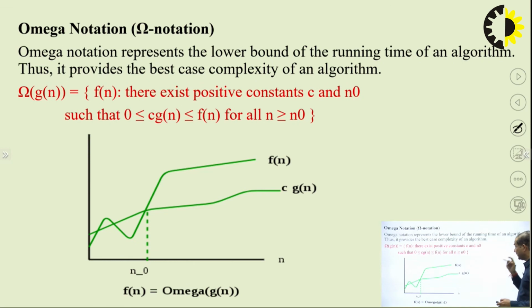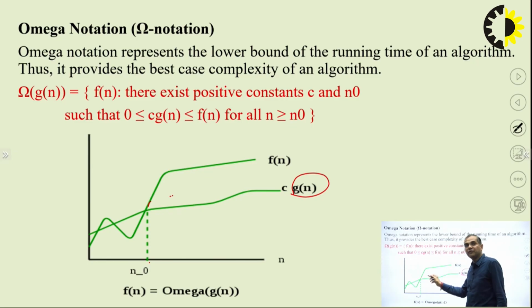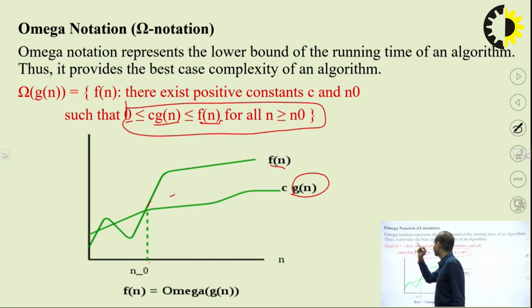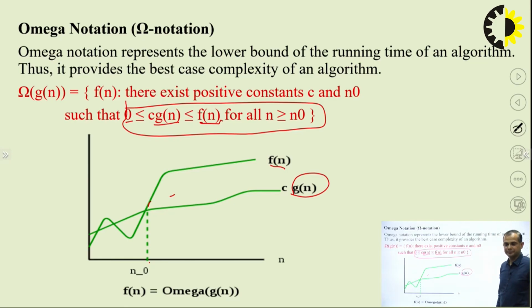Clear? Similarly, if we draw the omega notation, after a value of n0 all the values of the function c g(n) will lie below the function f(n). So here f(n) is greater than or equal to c of g(n), and c of g(n) is greater than or equal to 0. We can represent the omega notation using this equation.